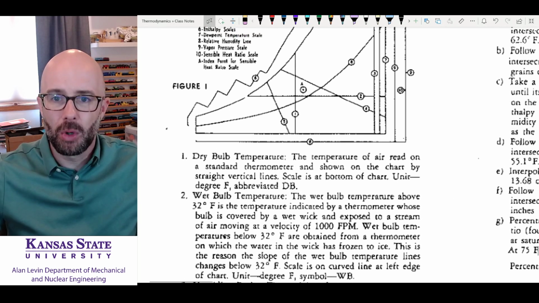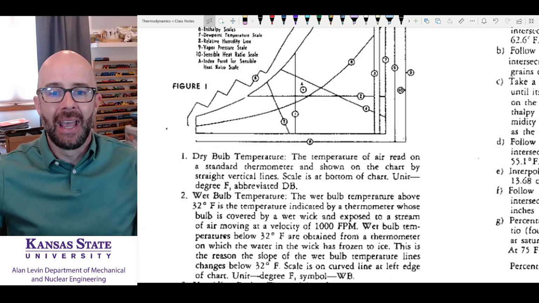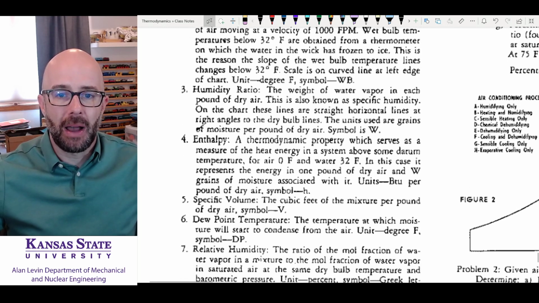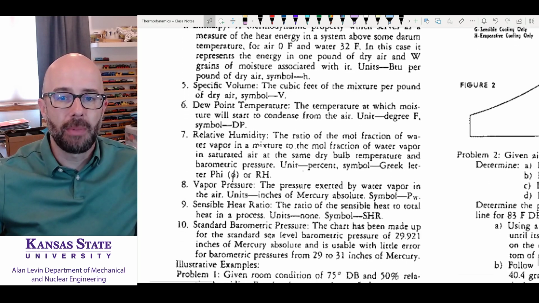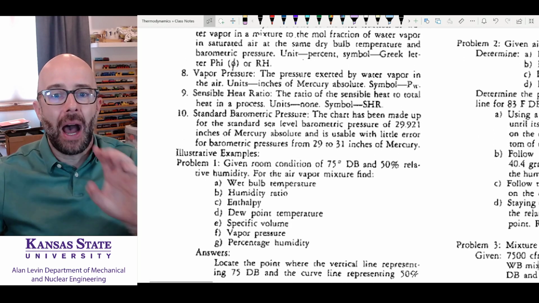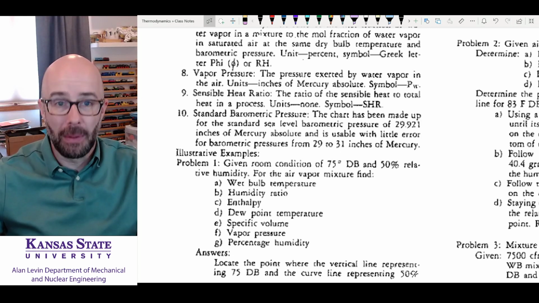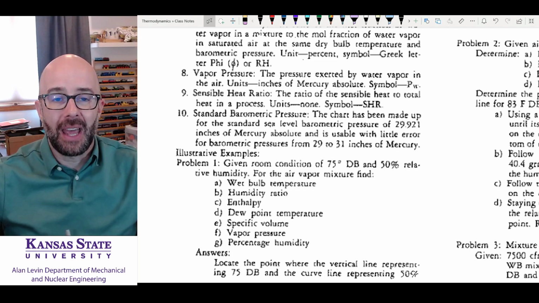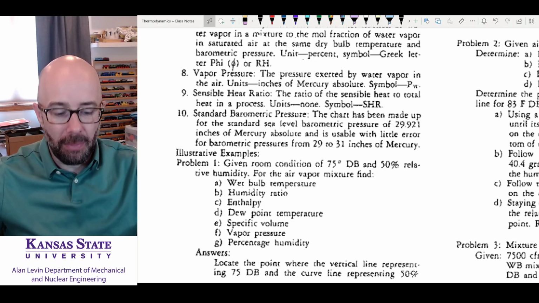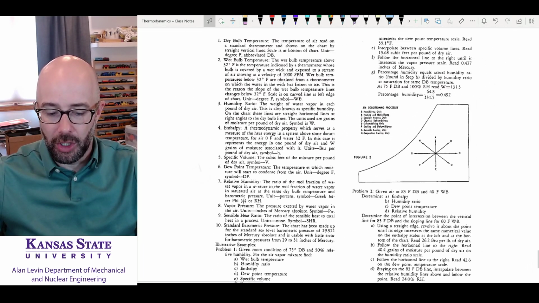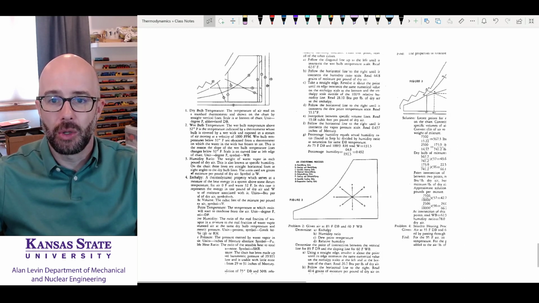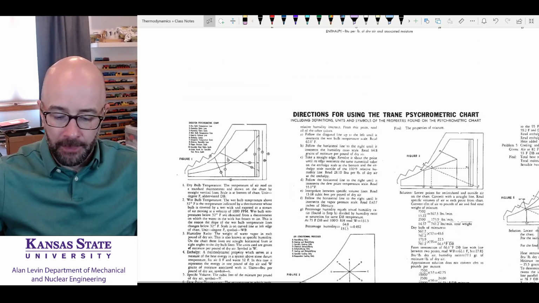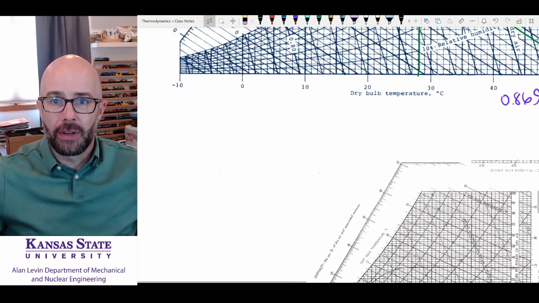It tells you about dry bulb temperature and wet bulb temperature, humidity ratio and enthalpy, specific volume, and dew point. It tells you about all of these things, and it gives you some example problems. So I think this is a really good pocket reference to have, and I provide it to you to download and use at your leisure.